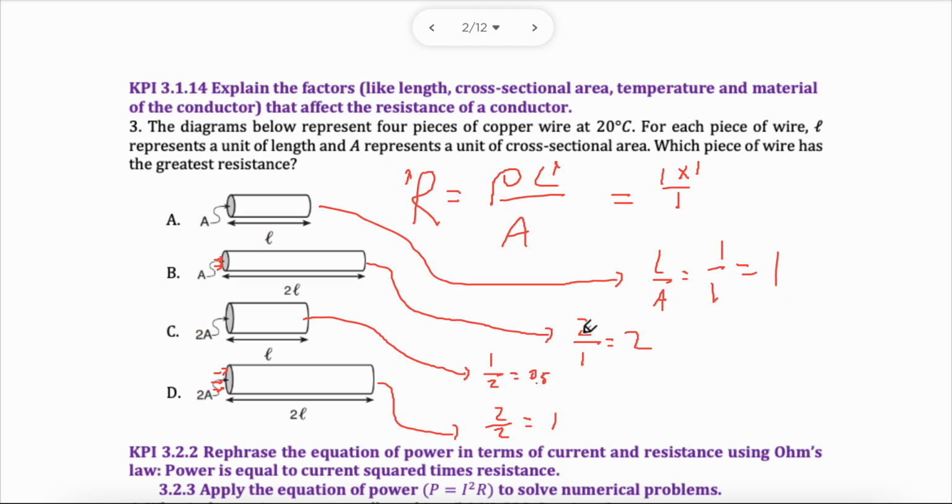Once I did that, I can see which one has the greatest resistance, the biggest number. B has the greatest resistance. And it makes sense because it's the longest, thinnest wire. The least resistance will be the shortest, thickest wire, which would have been C in this case.